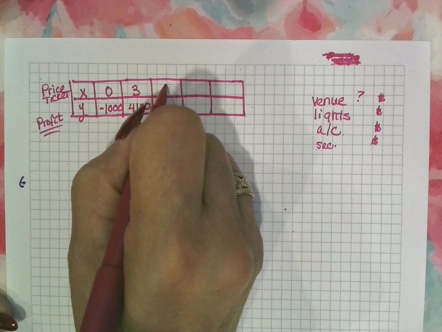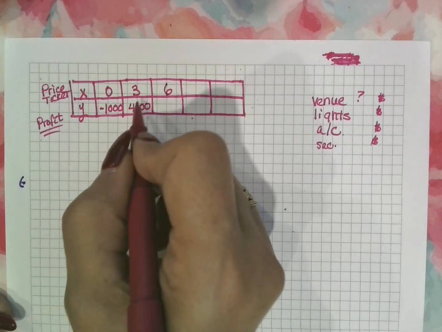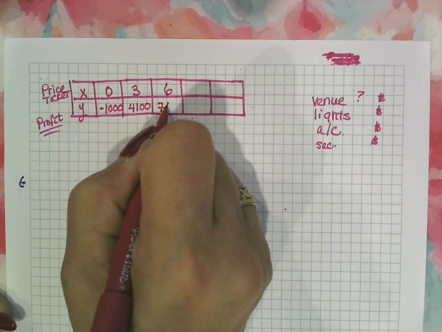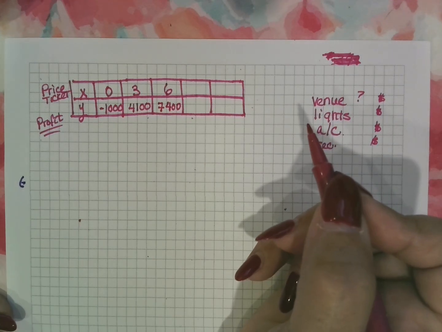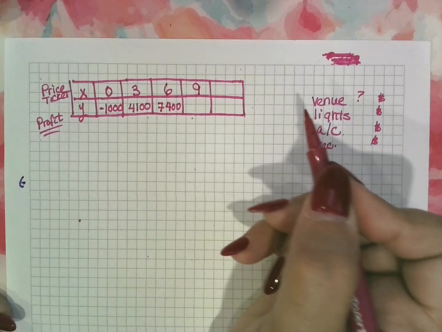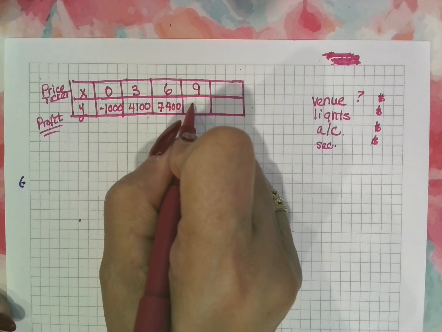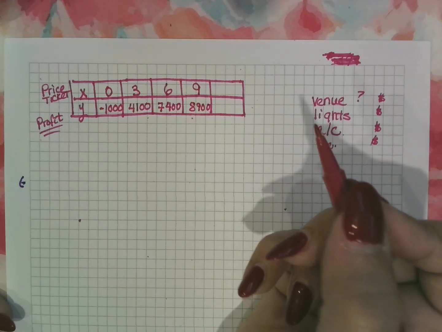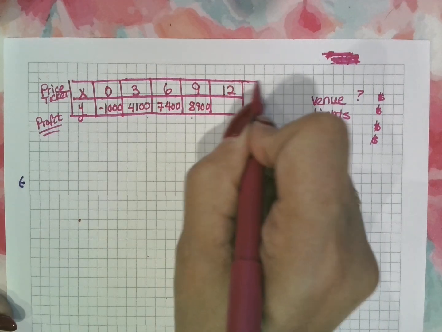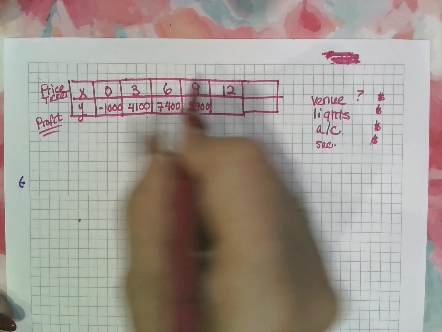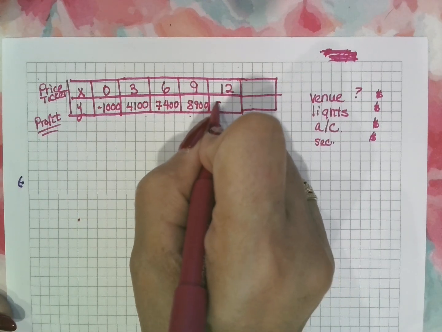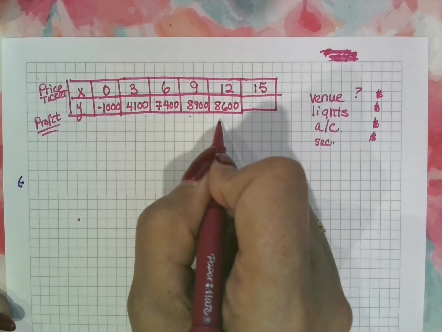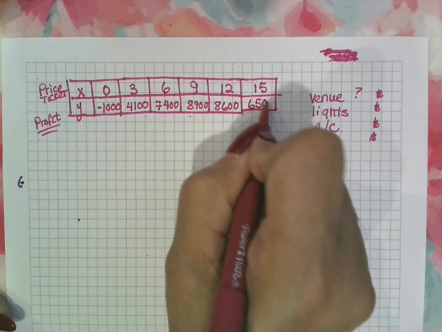Okay. If you charge $6 per ticket, let's make it a little more expensive because $3 is pretty cheap. If you charge $6, will people still go? Yeah. You're going to make $7,400 profit. Okay. If you charge $9 per ticket, are people still going to go, or is it going to be too expensive? Well, it looks like they're still going to go. You're going to get $8,900 profit. Again, I always am short by one of these. Okay. If you charge $12 per ticket, you're going to make $8,600 in profit. And if you charge $15 per ticket, you're going to make $6,500 in profit.